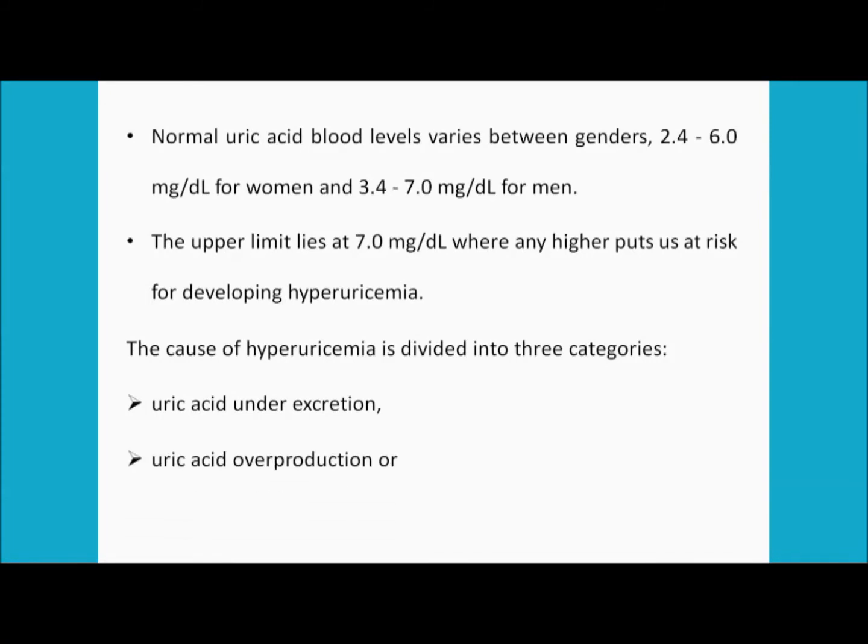Next is uric acid overproduction. If the production of uric acid is high in the body, then also the patient may suffer from hyperuricemia. And sometimes both reasons are combined together, which leads to hyperuricemia. So now, under-excretion is the condition in which the amount of uric acid remains under-excreted.